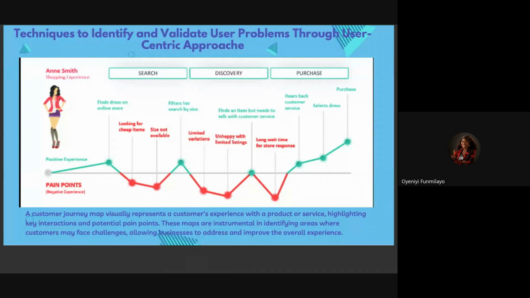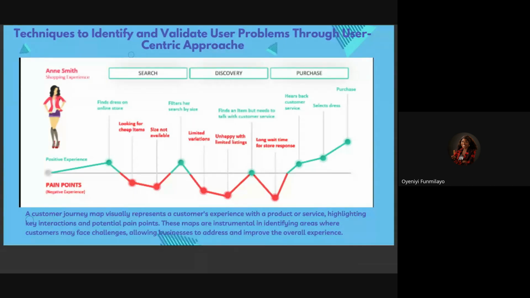What's the positive experience for Anna when finding a dress? She wants to find a dress in the online store. Like, she has come to your website, maybe you have an e-commerce website, she has already come there. The goal for her is to find a dress in your store. Our pain points, which are negative experiences, would be looking for cheap items, and then sizes not available.